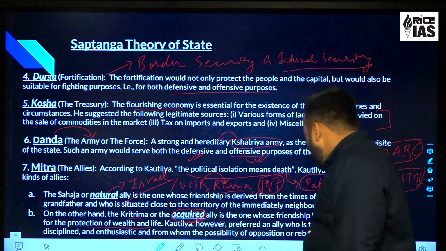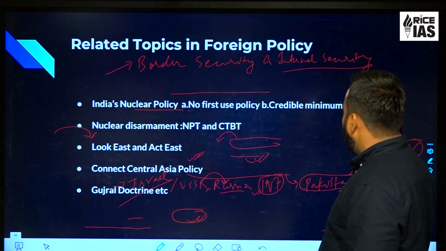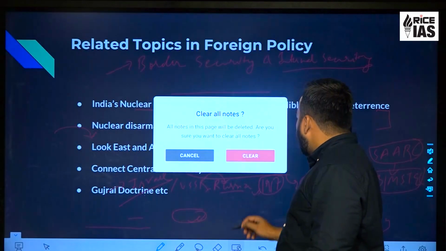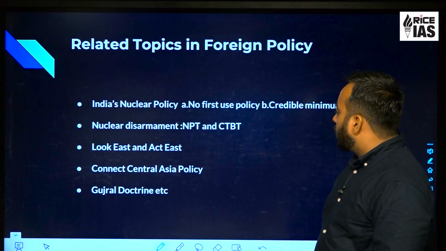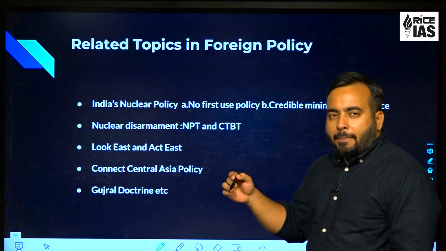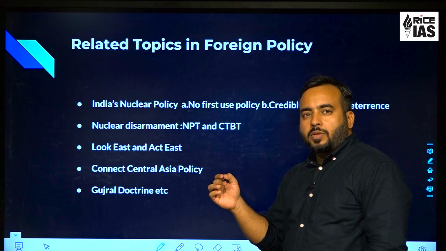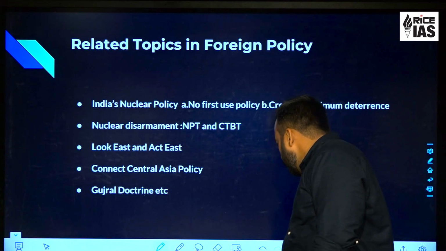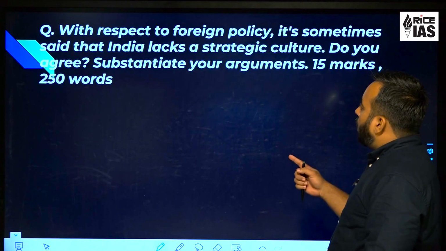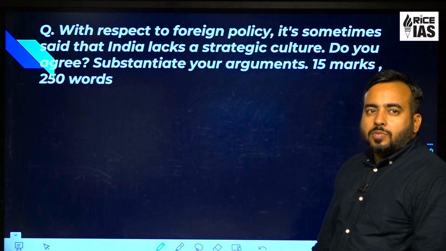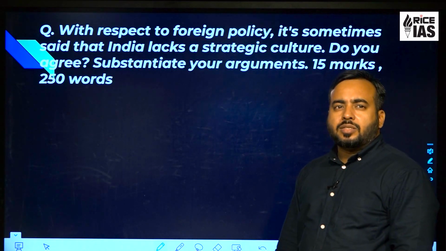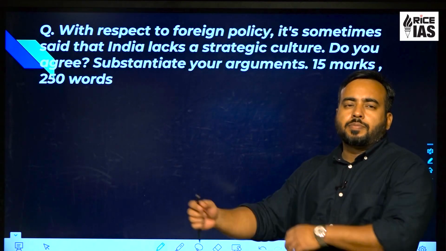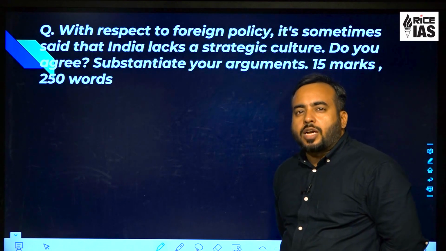So, moving forward, we are going to have a look at these related topics in subsequent lectures, but not today. These are some of the foundational ideas when we talk of India's foreign policy. I am leaving you with a question: with respect to foreign policy, it is sometimes said that India lacks a strategic culture. Do you agree? Substantiate your arguments.